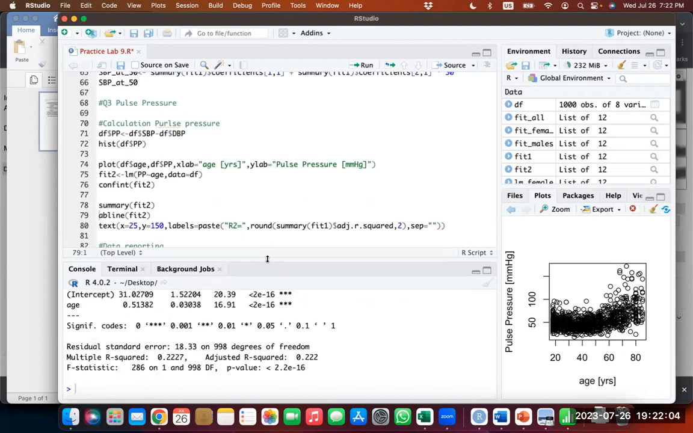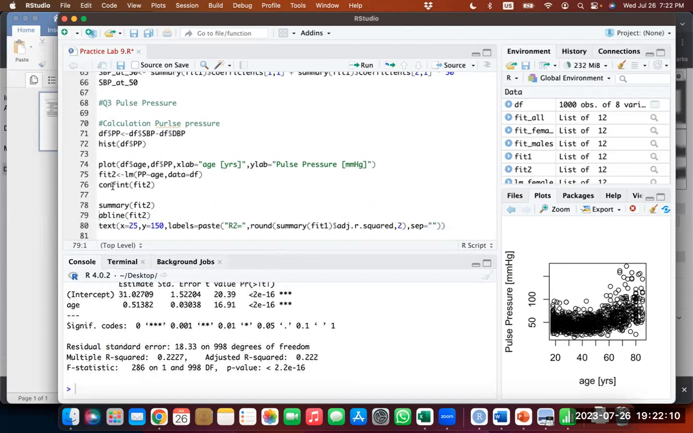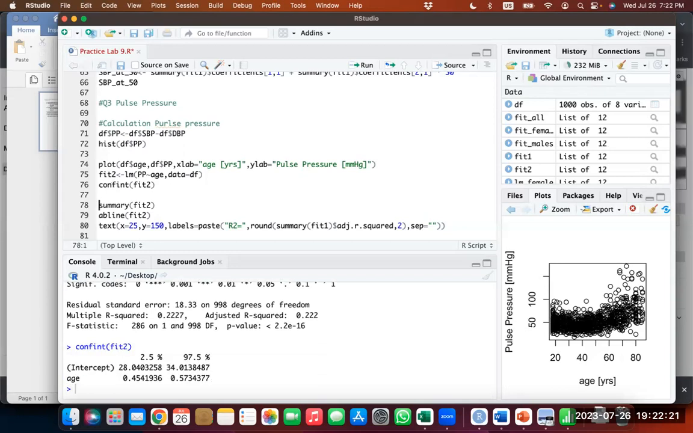Summary fit one shows us now, again, a significant relationship with pulse pressure. And here, line 76 is now adding to the previous code, where we were quantifying the confidence intervals. So we can quantify the confidence intervals from our linear model, where we get the upper and the lower bound of our confidence intervals around our estimate of age. So the way you would look at this, you have the estimate in the model, which for age was 0.5, and the 95% confidence interval is here 0.45 and 0.57.